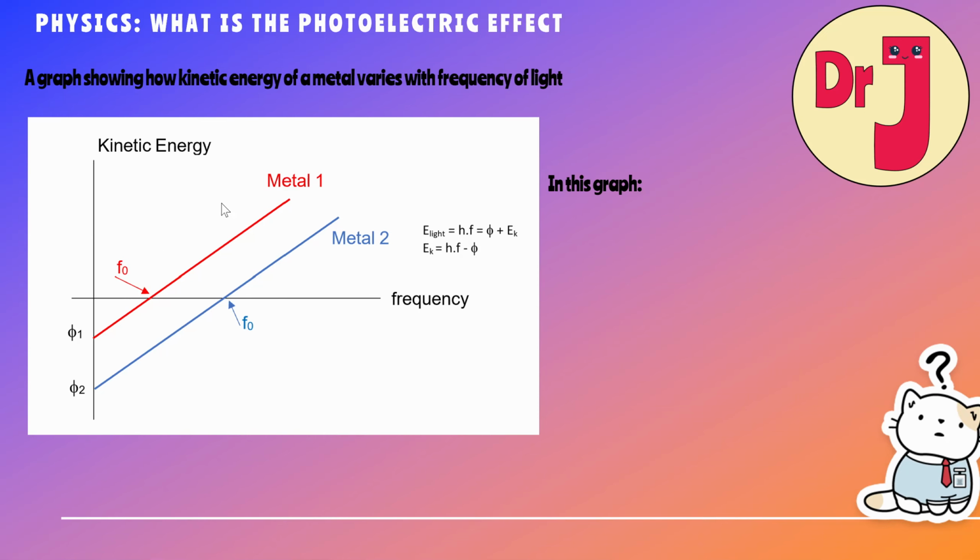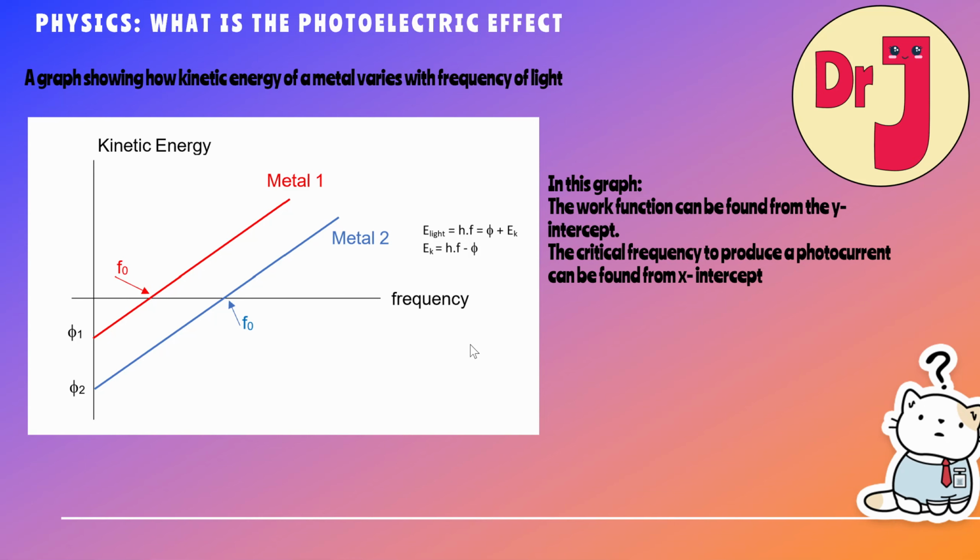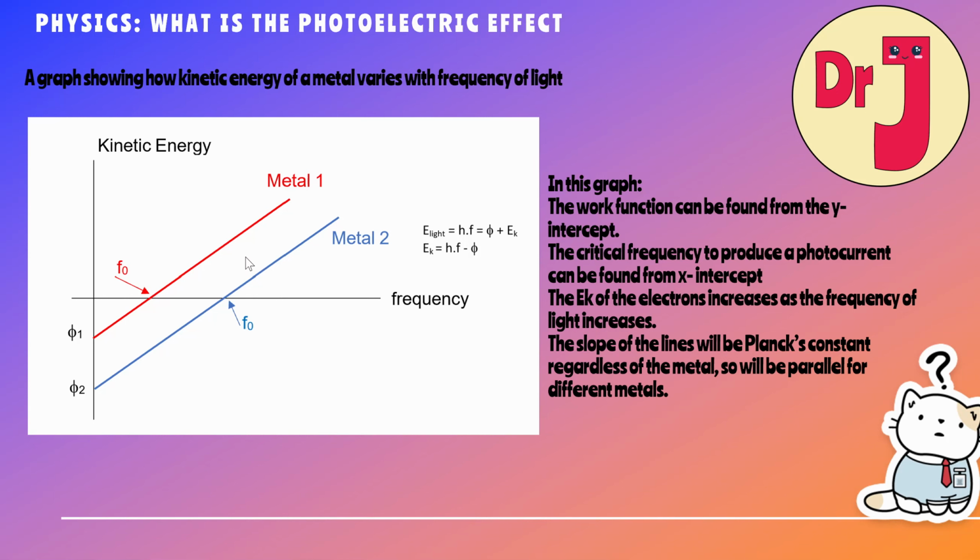When you're given kinetic energy versus frequency for a substance, you can work out the work function, and you can also work out the critical frequency, the frequency required before a photoelectron can be released. The work function can be found from the y-intercept. The critical frequency to produce a photocurrent can be found from the x-intercept. The EK of the electrons increases as the frequency of light increases. Note also that for any metal, the lines will be parallel because they all have the slope of Planck's constant.